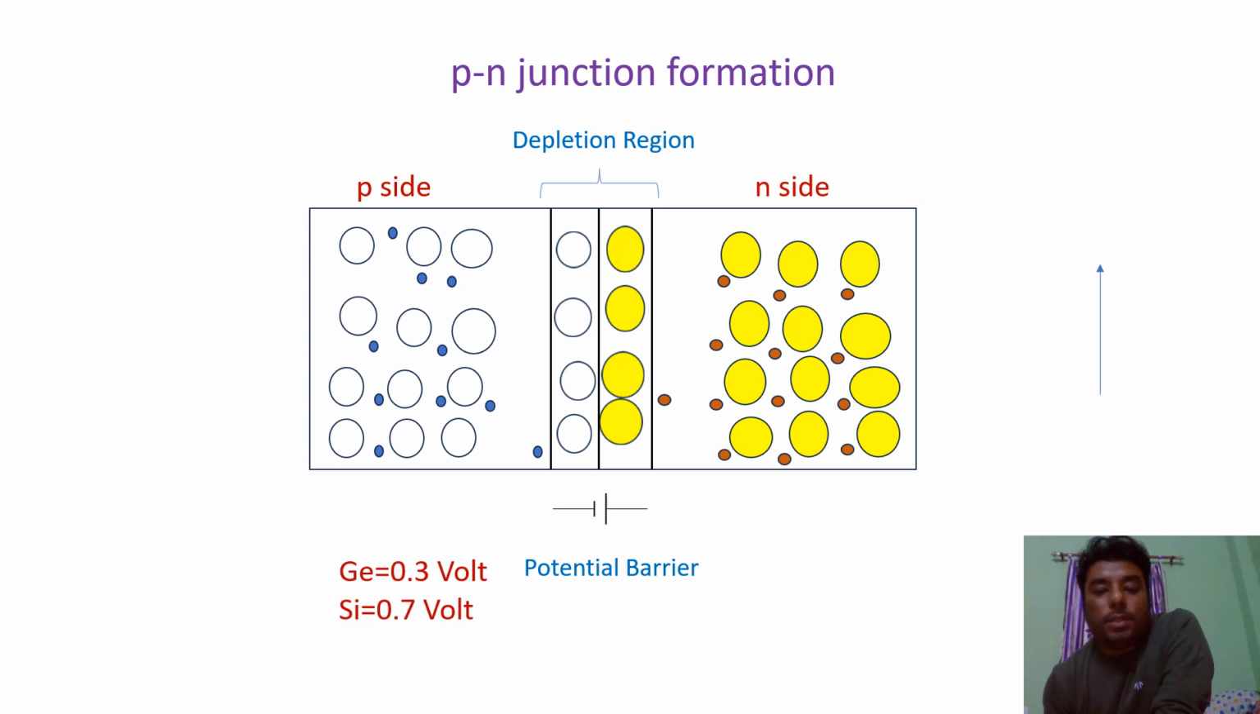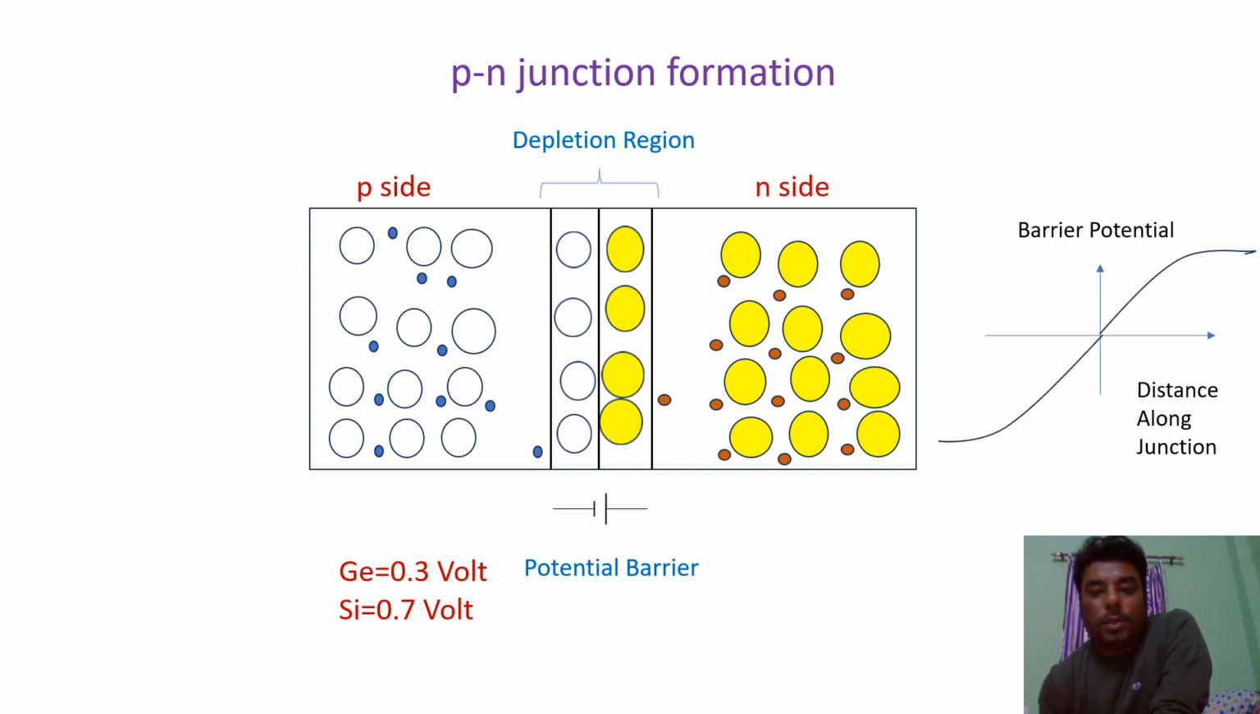This potential barrier has a measured value of approximately 0.3 volt for germanium and 0.7 volt for silicon. If we plot the barrier potential, taking the PN junction as the origin, towards the positive and negative directions, it will look like this. In this way a barrier is formed inside a PN junction. And in the unbiased condition, there will be no flow of charge carriers.